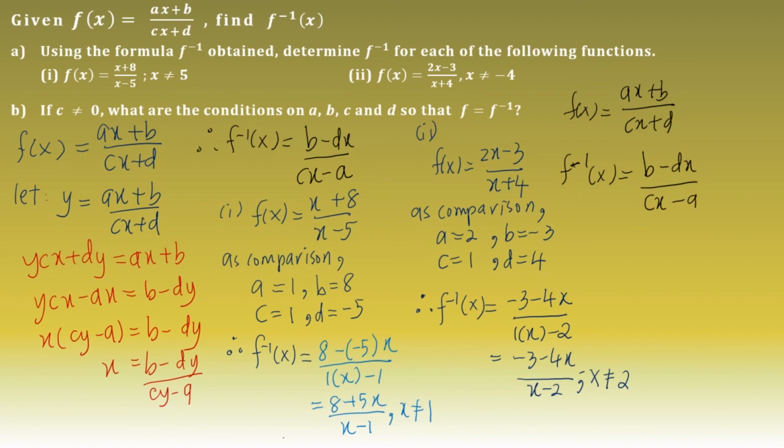So now we compare these two, ax + b with b minus dx. In order to make it the same, okay, a must be equal to negative d. Once a equals negative d, f(x) will equal f inverse because b is positive here. Alright, so therefore a equals negative d, okay, so that f equals f inverse.